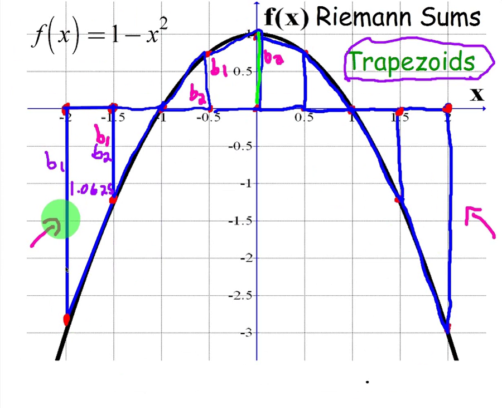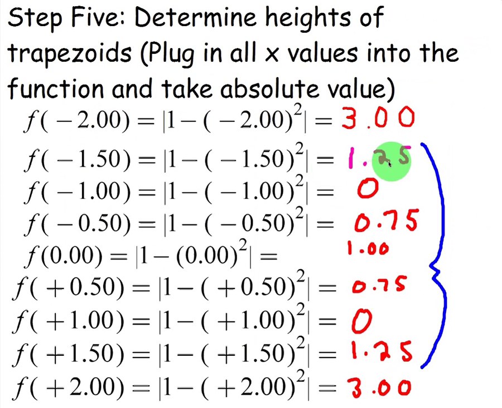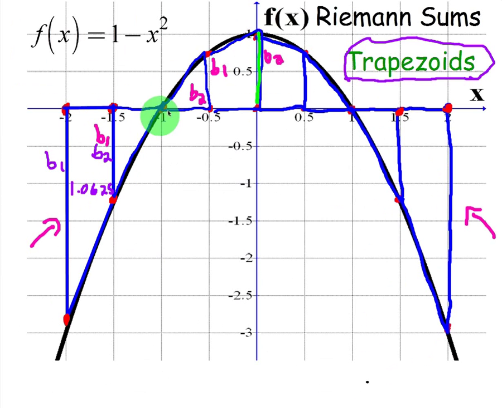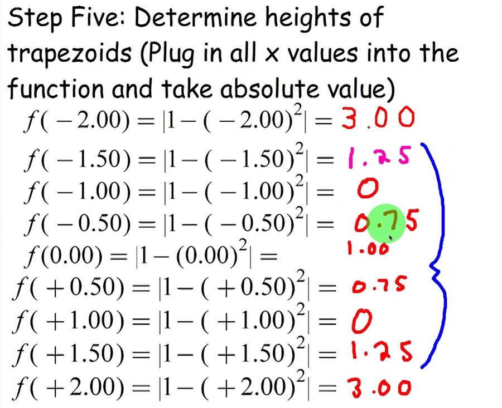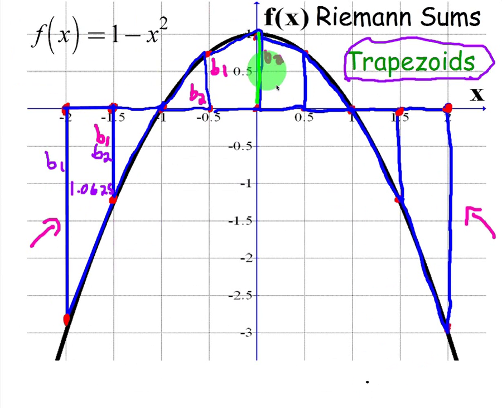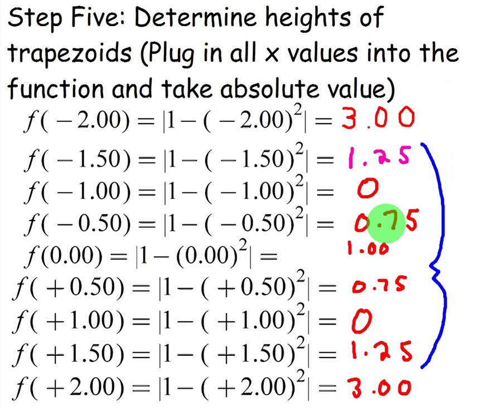Okay, start at 3, then we go to, let's see, what's the next one? 1.25. So this one is 1.25, then we get 0, obviously, and the next one that we get is 0.75, and so on and so forth. Next one's 1, obviously, and then it actually repeats, right, because it's symmetrical in this case. But like I said, the first and the last height you only use once. The ones in the middle you use twice, which I've notated with this blue brace. These we use twice for our bases.